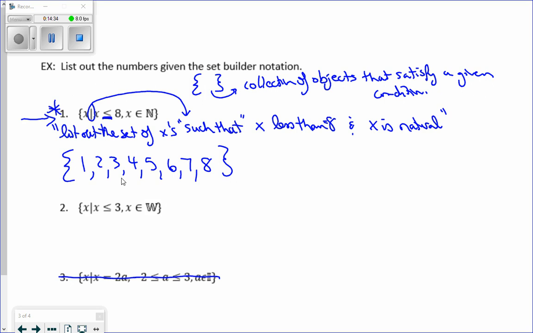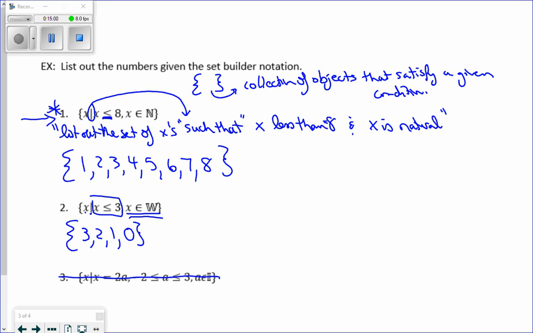Okay. So what does this mean? This means it's all the x's such that x has to be less than or equal to 3, but x must be a whole number. So what are the whole numbers less than or equal to 3? 3, 2, 1, and 0 this time, because wholes include 0.